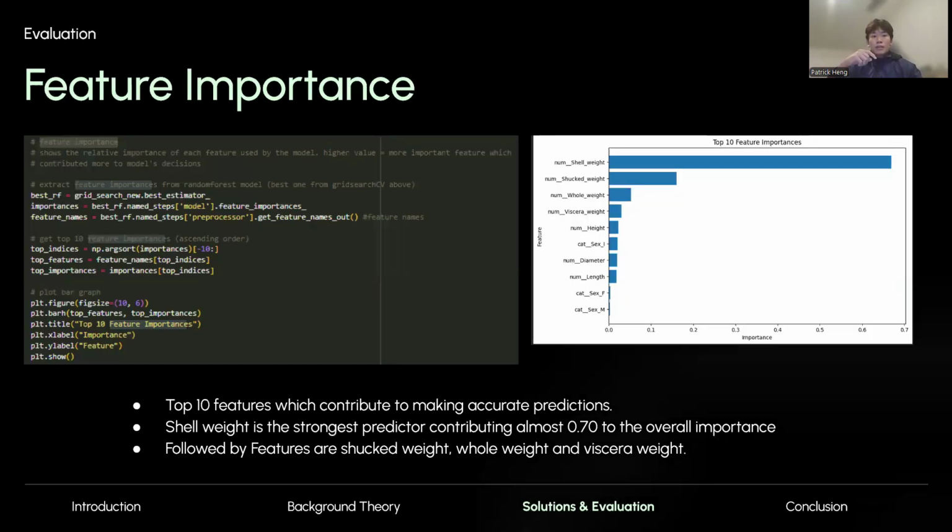Next. This slide shows the top 10 features that contribute most to the random forest prediction. Shell weight stands out as the most important predictor, accounting for nearly 70% of model decision making, followed by shucked weight, whole weight, and visceral weight. As you can see, all features are related to the physical size and mass of the abalone. This aligns with biological intuition, as larger abalone are typically older. By understanding feature importance, we gain transparency into the model and confirm it is learning meaningful patterns.